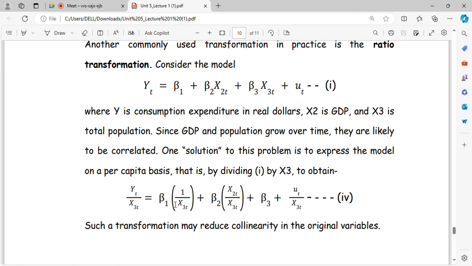So what we will get is yt divided by x3t. That means in per capita terms, we are considering consumption expenditure per capita equals beta 1 times 1 by x3t plus beta 2 x2t by x3t, that means GDP per capita, plus beta 3, which now becomes the intercept term, plus ut by x3t. Such a transformation may reduce collinearity in the original variables. Clear?